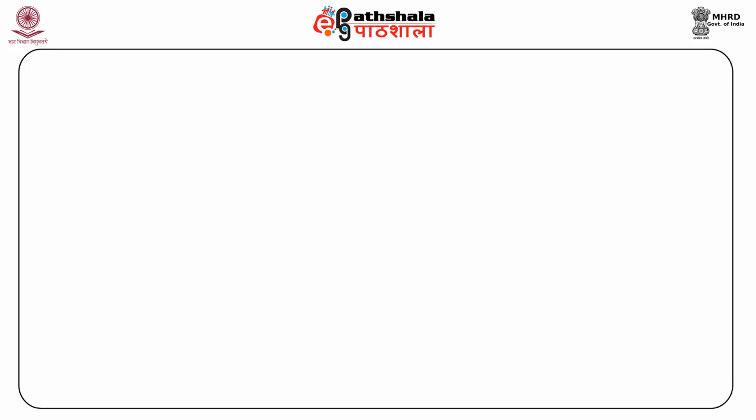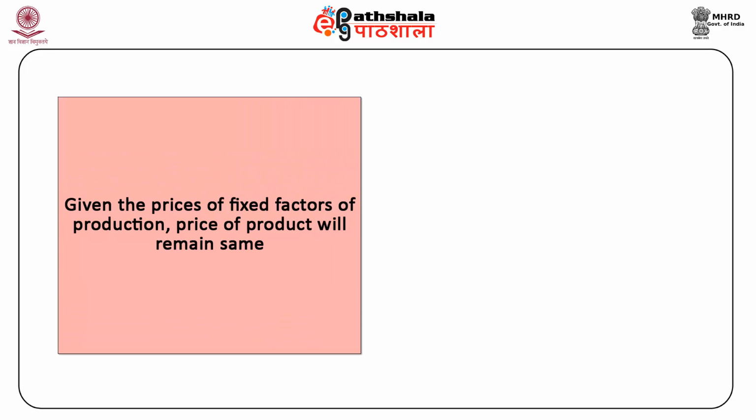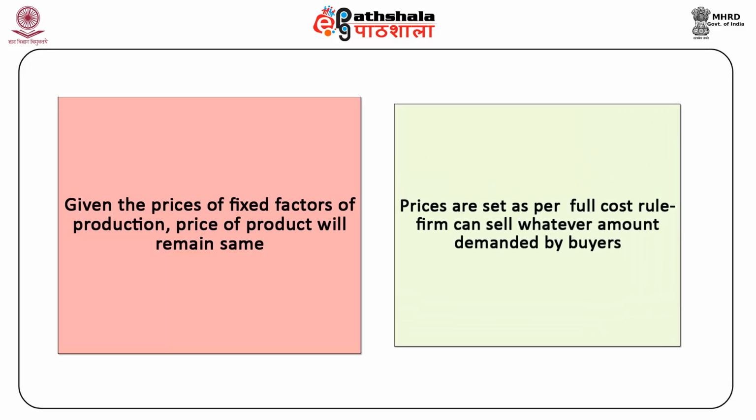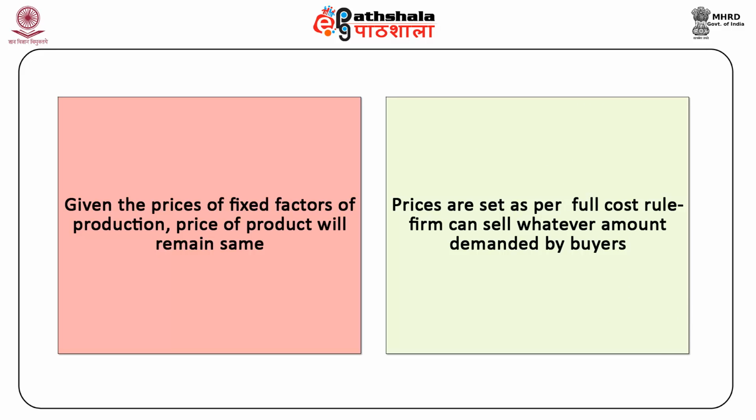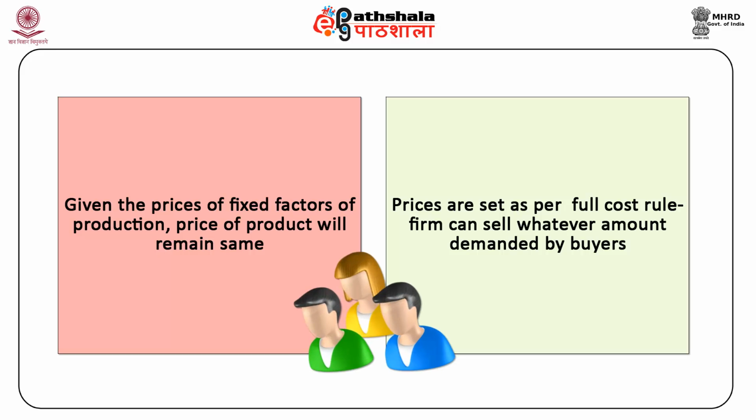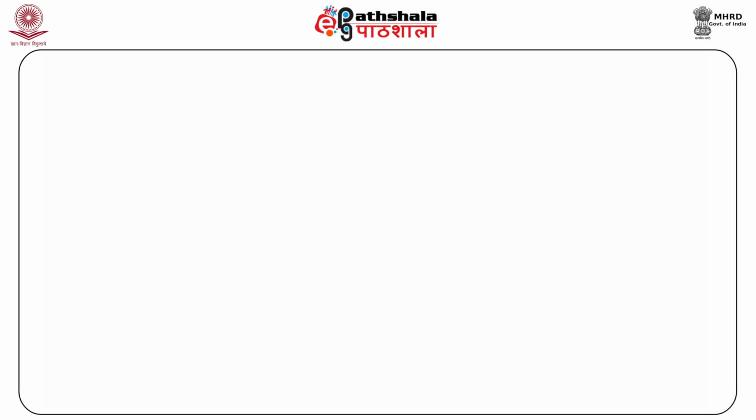Andrews also assumed that, given the prices of fixed factors of production, the price of the product will remain the same irrespective of the level of output. Once the prices are set as per the full cost rule, the firm can sell whatever amount is demanded by the buyers at this full cost price. Andrews' theory of full cost pricing is shown in the figure.